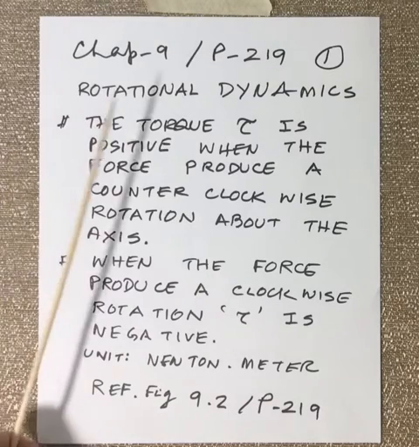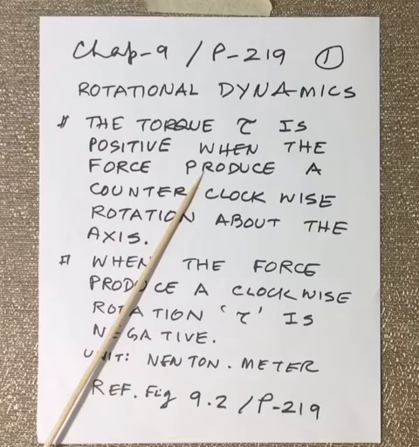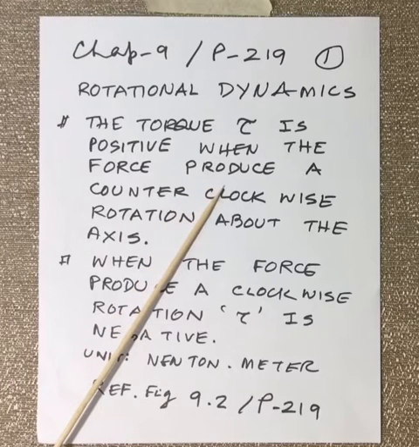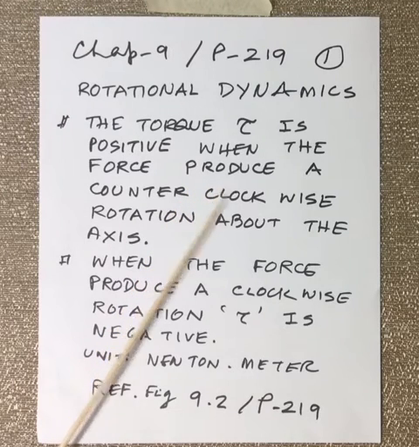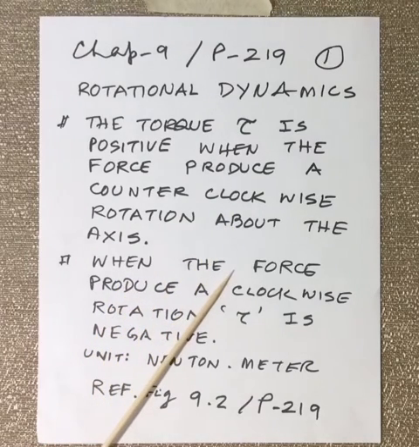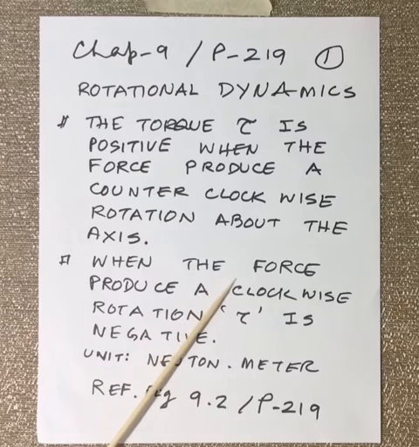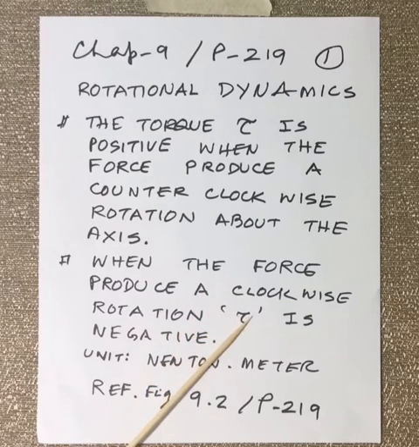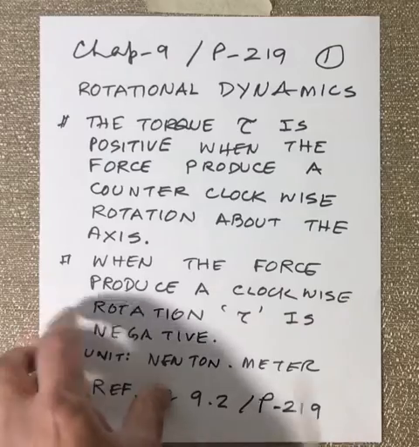The torque is positive when the force produces a counterclockwise rotation about the axis. When the force produces a clockwise rotation, then the tau is negative. So the unit of tau is Newton meter. You can go to figure 9.2, page 219 to look at it.